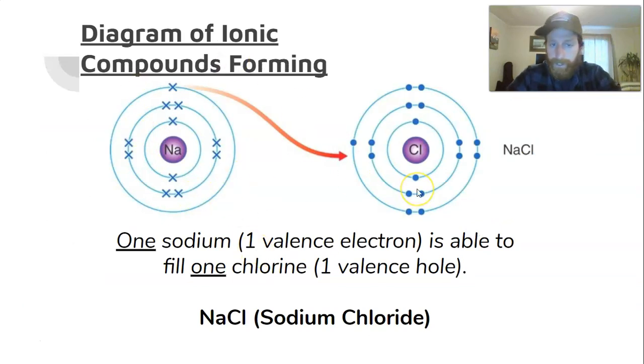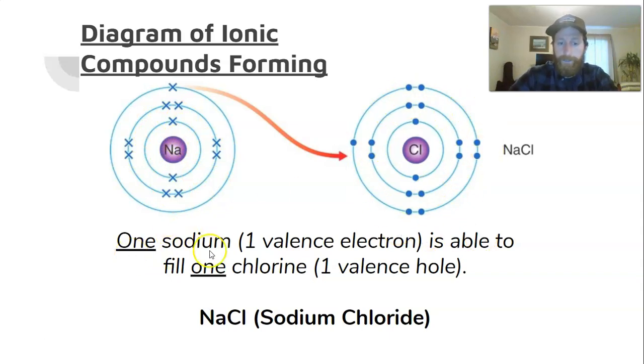Here's an example that we just talked about, sodium bonding to chlorine, as a model. Sodium's one valence electron will go to chlorine's one valence hole, as I call it, and both are going to then have a full valence shell. Sodium's one layer down, chlorine's just where it is.